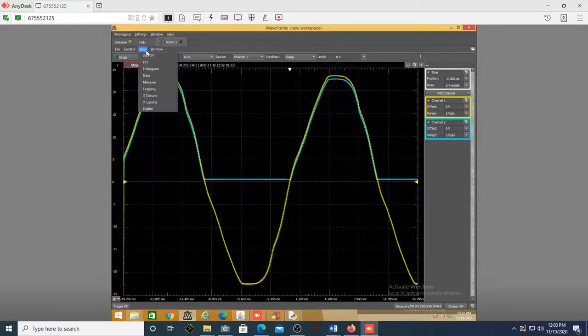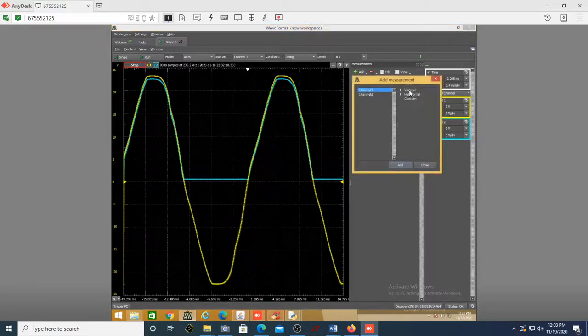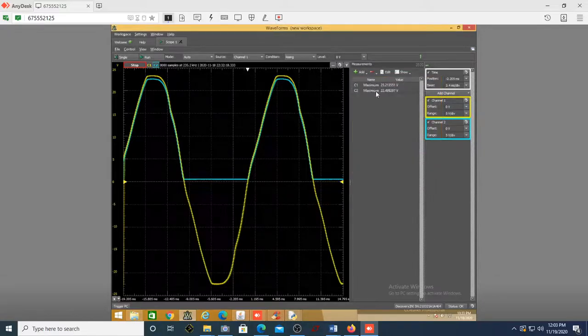So you can actually measure the diode drop. I can go to Measure, Add, define measurements. I will measure the maximum of channel 1 and maximum of channel 2. The difference will give me the VD on, that is the diode drop. One is 23.2, the other is 22.5. The difference is almost 0.7 volts. So 700 millivolts is the diode drop. That is very clearly seen here, and which we expect from the circuit also.